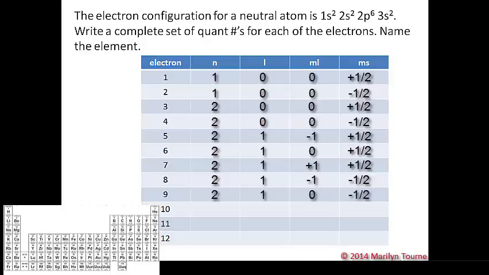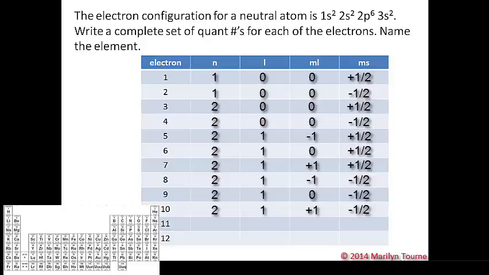And then the 10th electron, which is the last one of the p's, is going to be n equals 2, l is equal to 1, m sub l is plus 1, we're in the last orbital, but the spin number is minus 1/2. Now we're in the last 2 electrons, but we're back at the s.